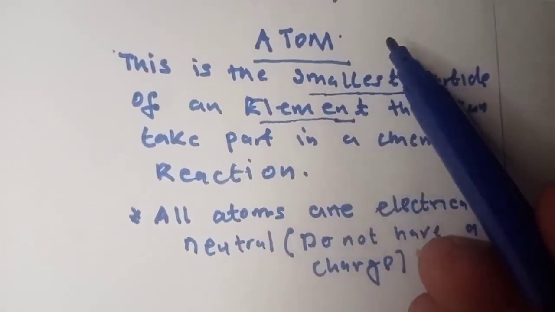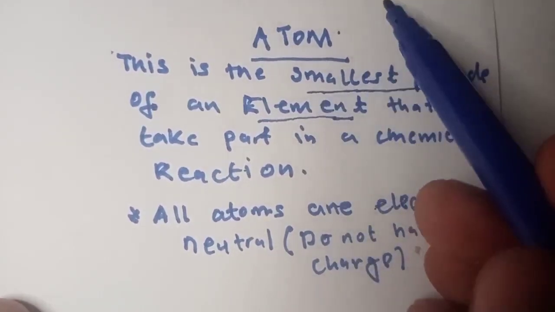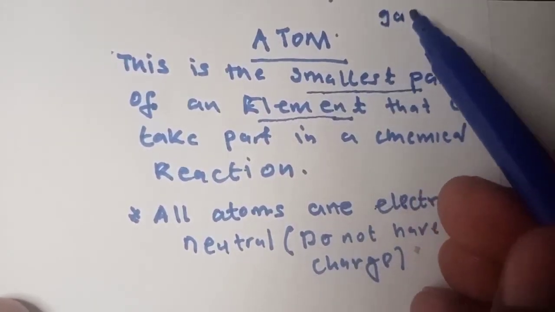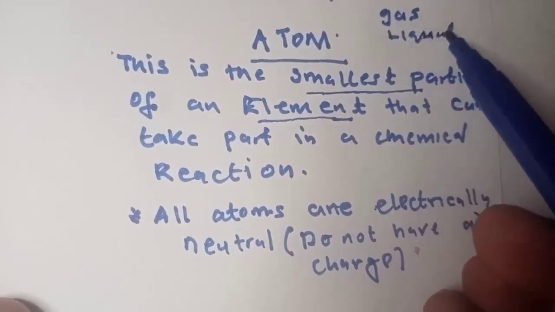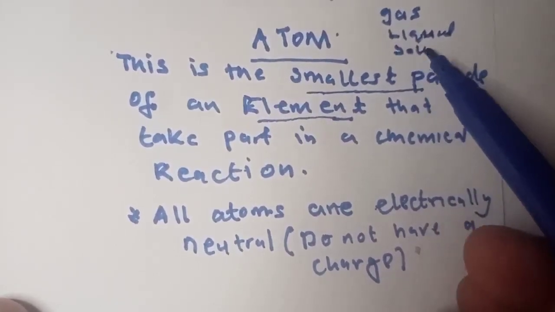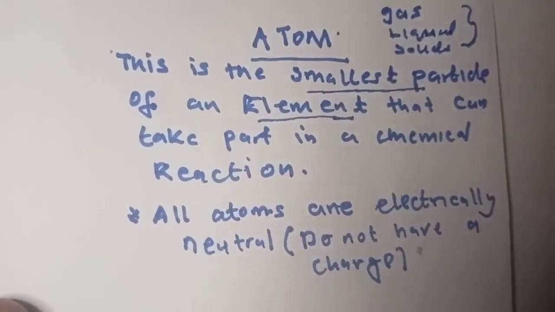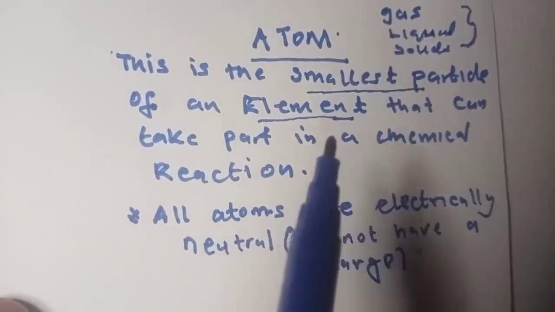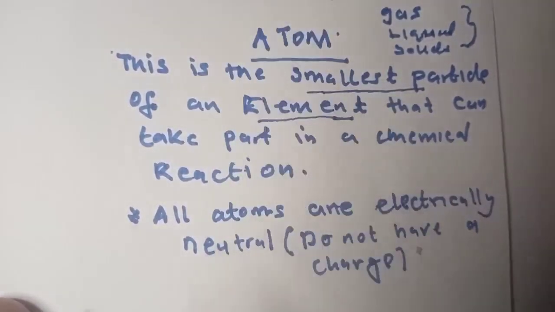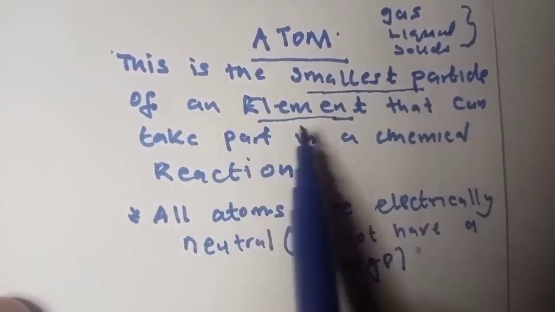We looked at the three states of matter, which are gas, liquid, and solids. These are the basics of chemistry. All these substances, the three states of matter, are simply made up of atoms. An atom is the smallest particle of an element.